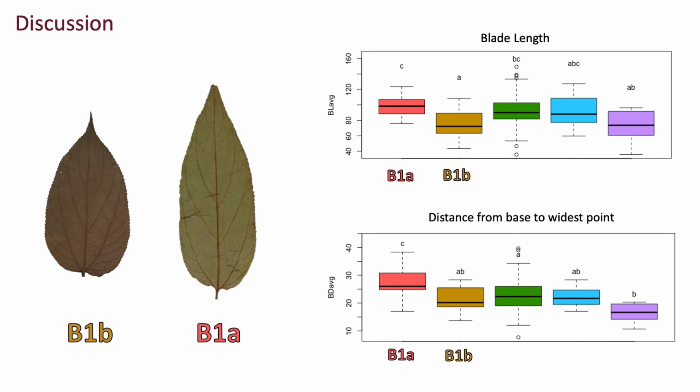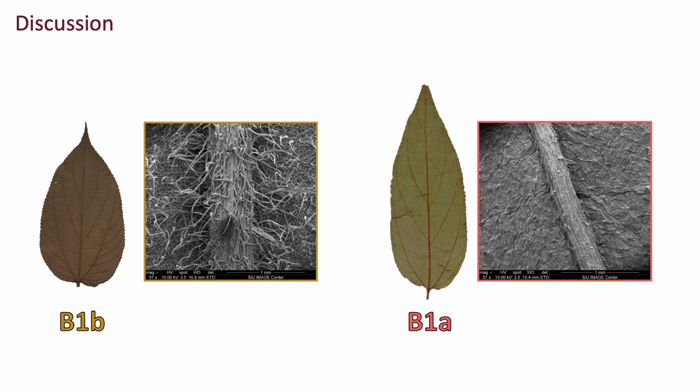So this makes sense. Then when we look at distance from the base of the blade to the widest point, this is our proxy for leaf shape. If the distance from the base of the blade to the widest point is smaller, that tends to show that the leaf is more ovate in shape. So B1b has a smaller mean value, and B1A has a higher mean value. This is the same pattern that we see when we observe these specimens: B1A is more elliptic in shape, B1B is more ovate in shape.